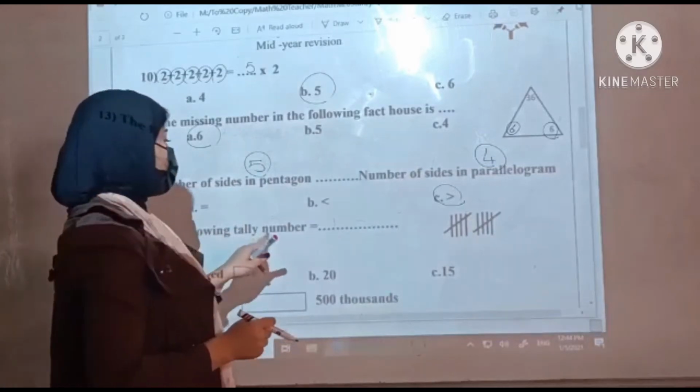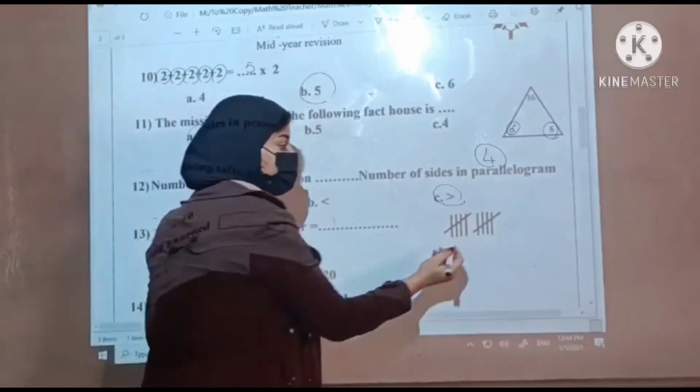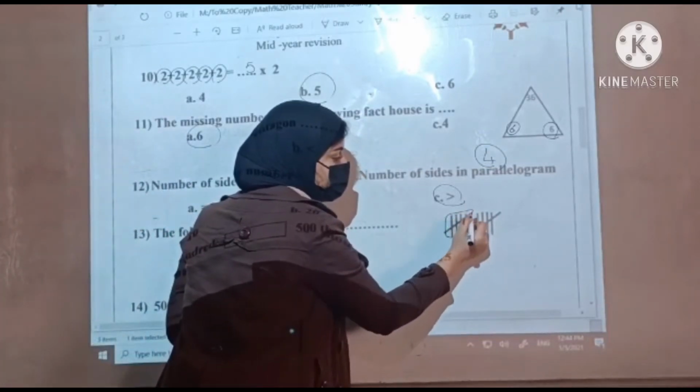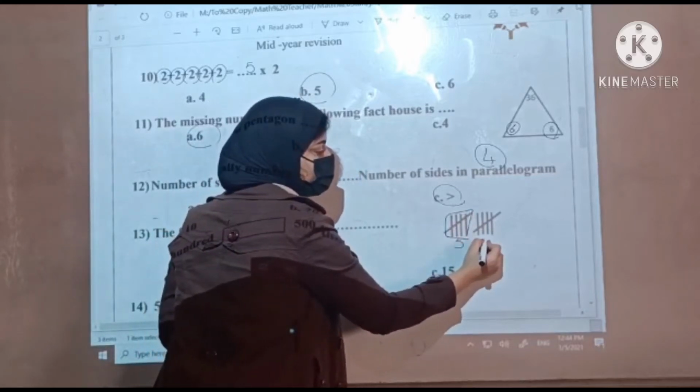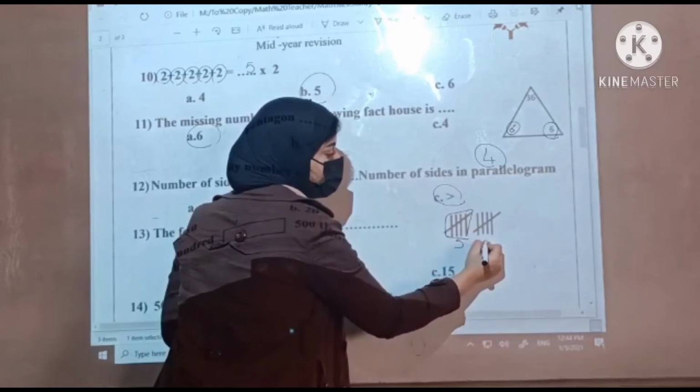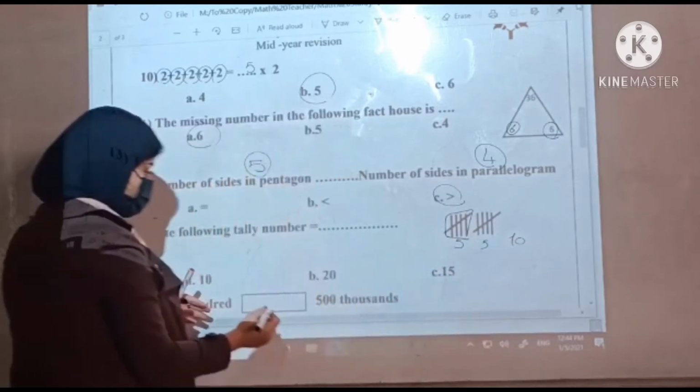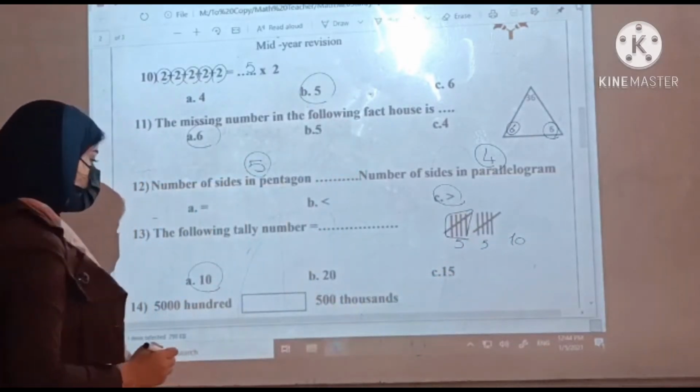Here's the following tally number. So each group, each beam of this tally equal 5. So 5, 10. 5 and 5, it will be 10. I'm going to choose 10.